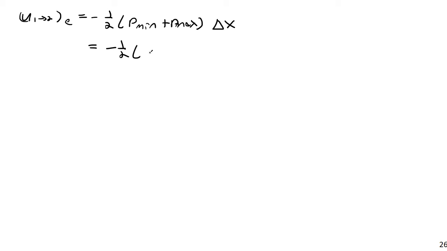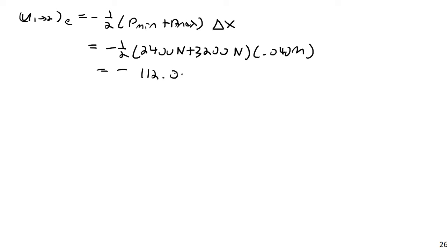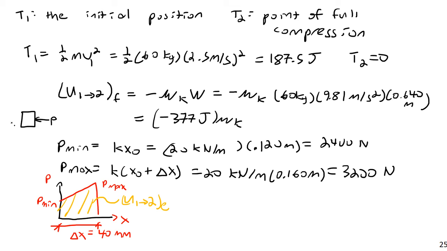So that's going to be -1/2 times 2,400 newtons plus 3,200 newtons times 0.040 meters. And this equals -112.0 joules. So we noticed in the previous case here that, well, let's see, let's look at the work here.